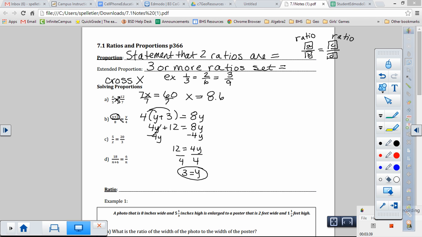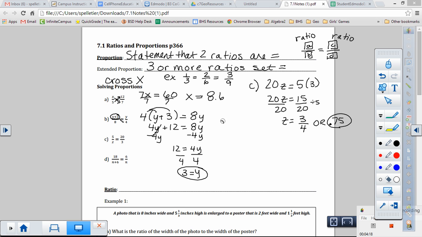Okay. We're going to come all the way across the page over here to do letter C. So again, cross multiply. 20 times z is equal to 5 times 3. So 20z equals 15, and you're going to divide both sides by 20 to get z by itself. When you do that, you can leave it fractionally as 3 over 4, since they're both divisible by 5, or you could give the decimal answer 0.75 if you just did it out on your calculator. Either way, it's perfectly fine.